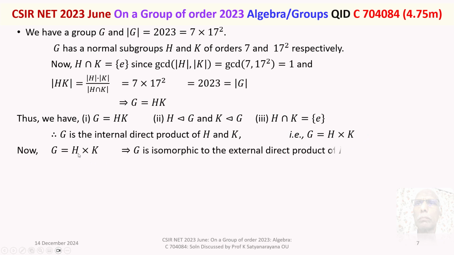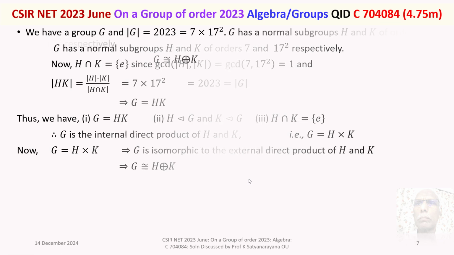G is equal to H cross K, that is the internal direct product of H and K. Then G is isomorphic to the external direct product of H and K, which is written as H ⊕ K. Read it as the external direct product of H and K.